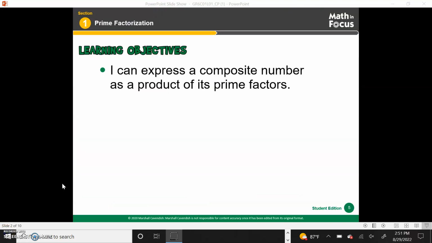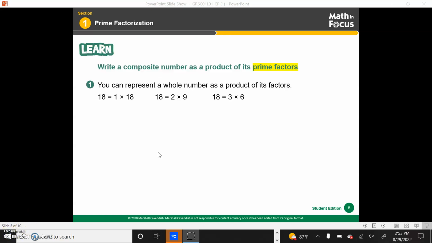So the goal for today is for you to understand how you can express a composite number as a product of its prime factors. When we think about prime numbers, it's important to understand that a prime number means only one and itself can go into that number, while a composite number means more than one and itself can go into that number. That's how you differentiate between prime and composite numbers, and we'll take a look at that as we get into this lesson.